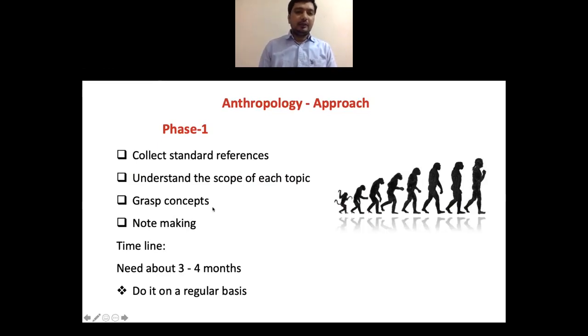Next, you grasp these concepts by reading that information and getting the concepts right. I always prefer students to use at least one alternate material. Don't just stick to one particular material. Read the same topic from a different material, so anything that is missing or that you misunderstood can be rectified. And in the process, I recommend you make notes.